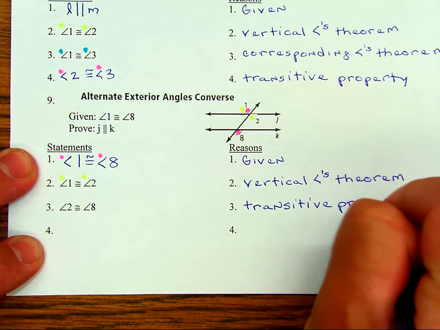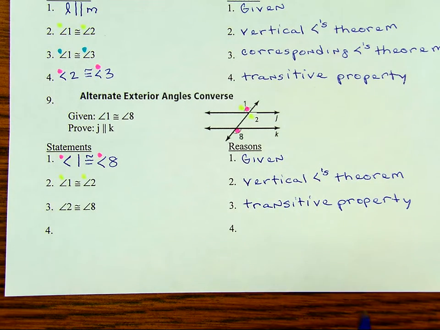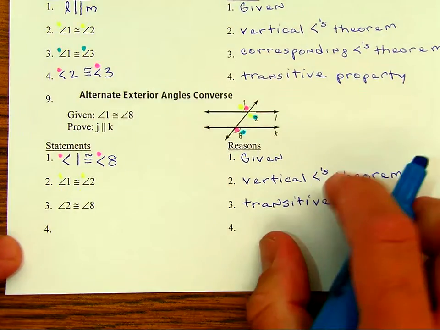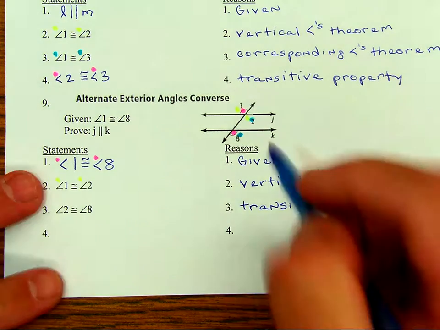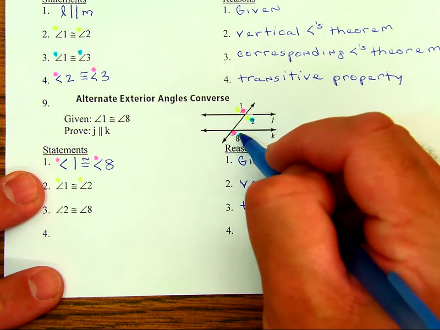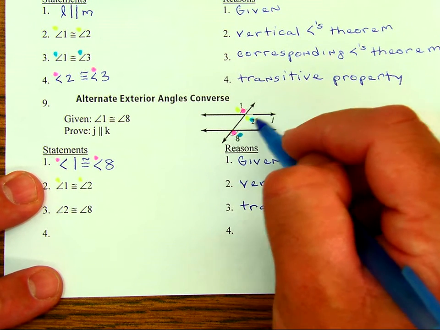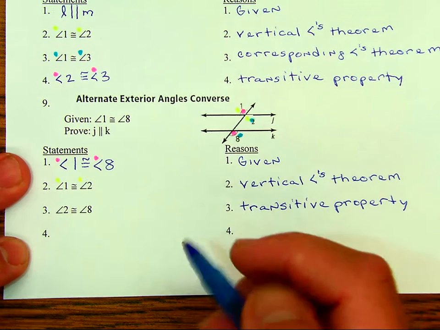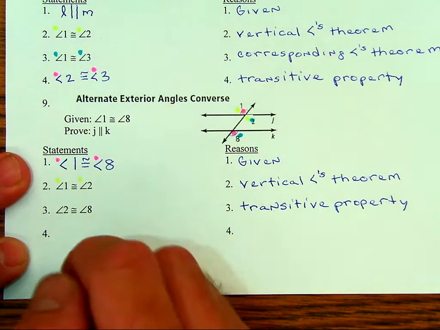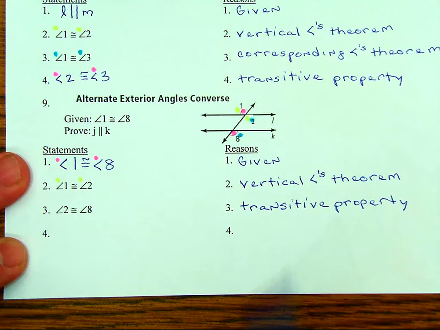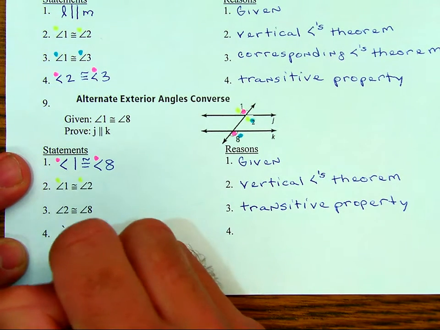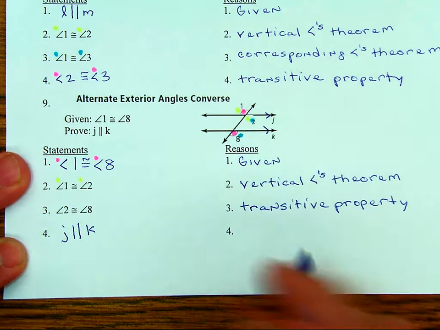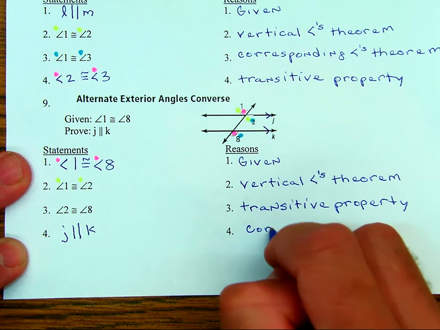Okay, and then to finish this proof, the converse says that if corresponding angles are congruent, then the lines are parallel. So angle 2 and angle 8 are corresponding angles. And since the blue angles are congruent, it proves that line J is parallel to line K by the corresponding angles converse.